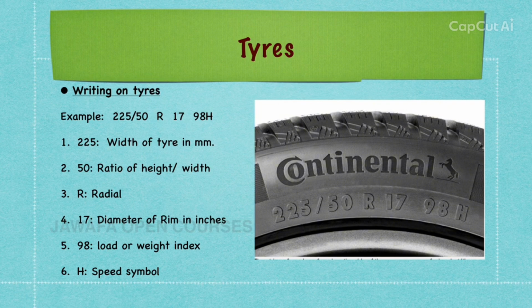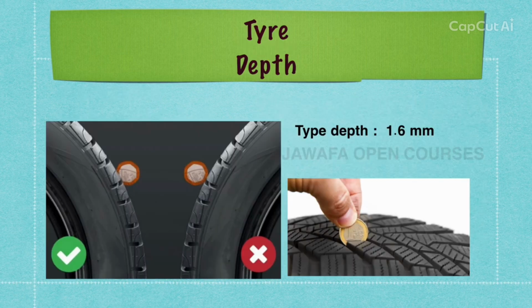After that, at the end, there is a letter. Here, H is written. This is its speed symbol. It indicates its speed. This is its speed index. So the symbol represents all these things.